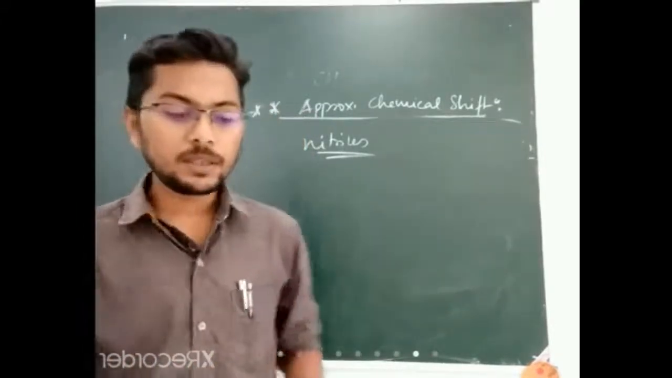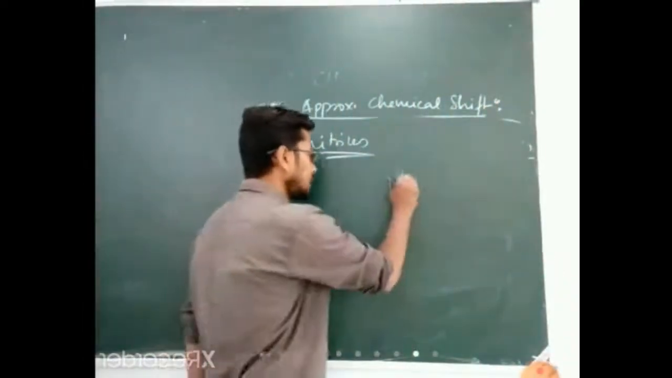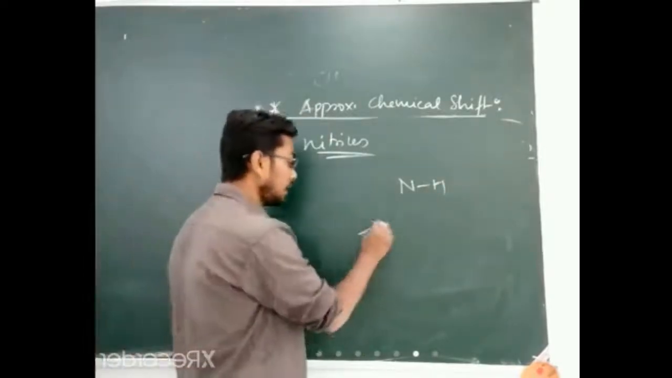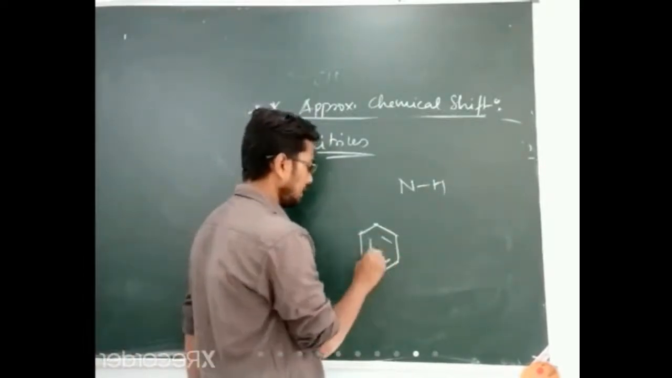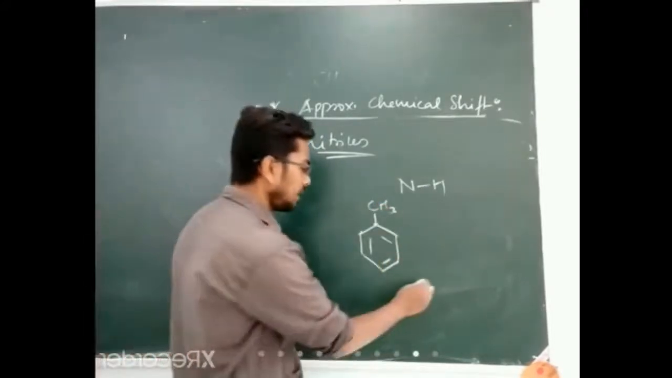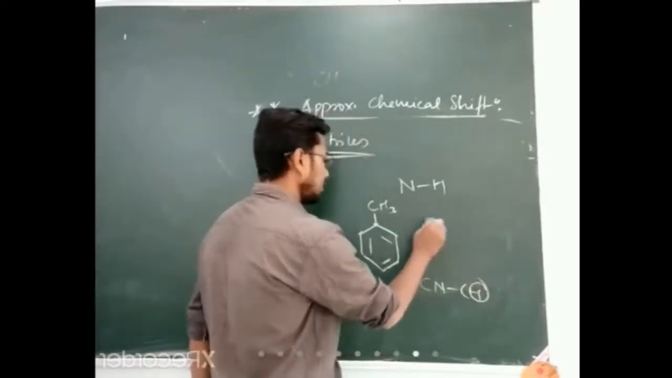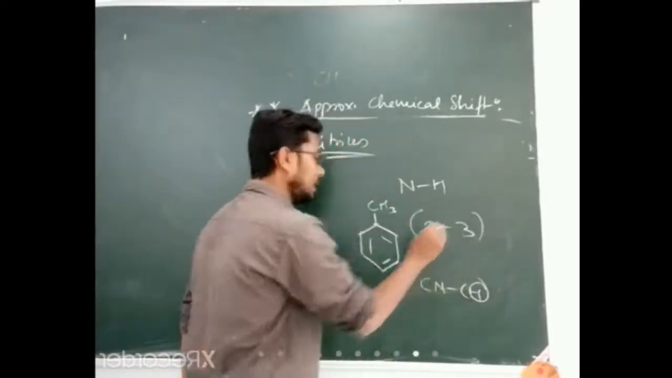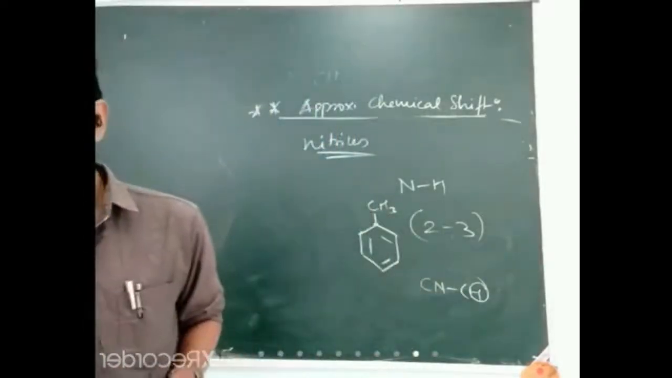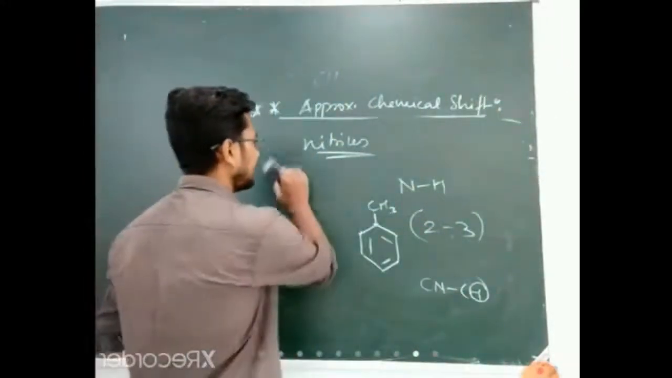So your 2 to 3 region is quite complex. Till now, in the 2 to 3 region, we have discussed NH protons coming there. Another important one is this, which is also coming in the 2 to 3 region. These hydrogens are also coming in the 2 to 3 region. This is a very busy part of your spectrum. Then you have the aldehydes.